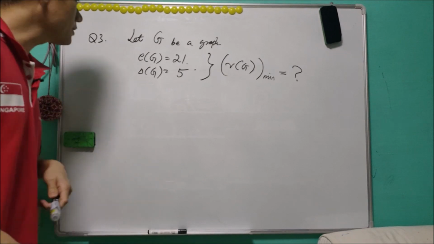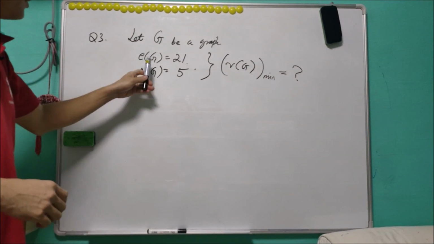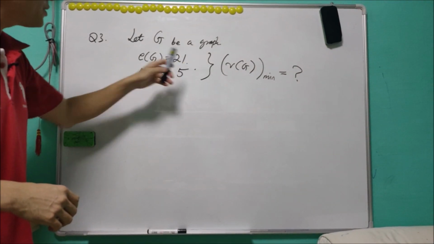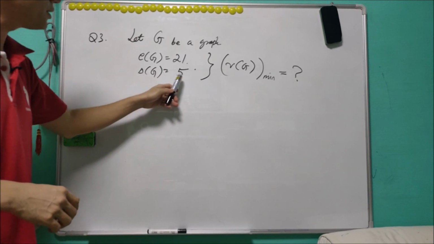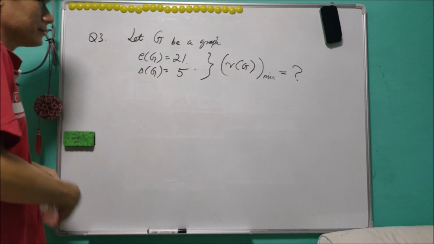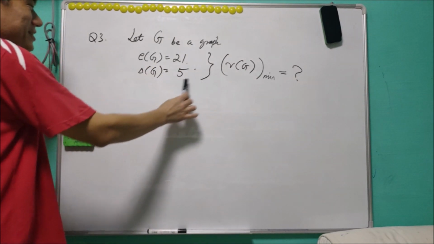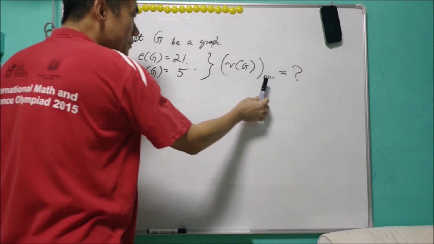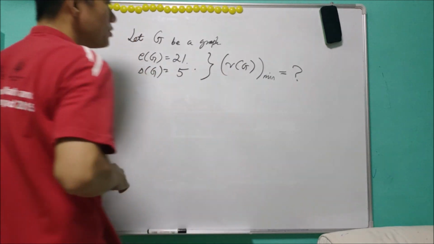Now this is question 3. Let G be a graph where G has 21 edges and the maximum degree of G is equal to 5. 21 is a good number. Now, given this condition, what is the minimum value of the order of G?